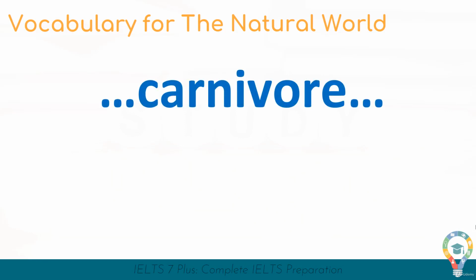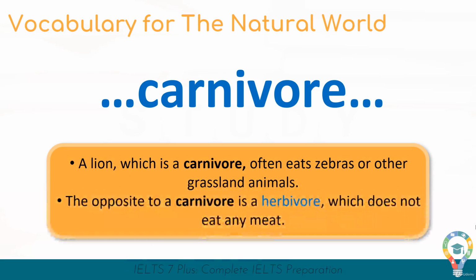And next up we have carnivore. A carnivore is an animal that eats meat. A lion, which is a carnivore, often eats zebras or other grassland animals. The opposite to a carnivore is a herbivore, which does not eat any meat. I think that explains what a herbivore is. It's a vegetarian type animal.